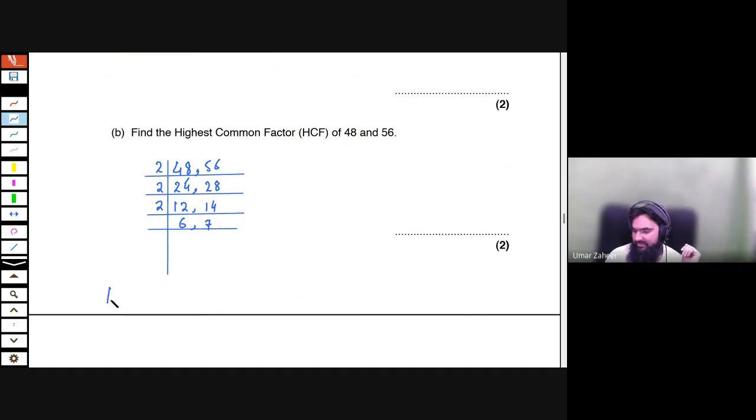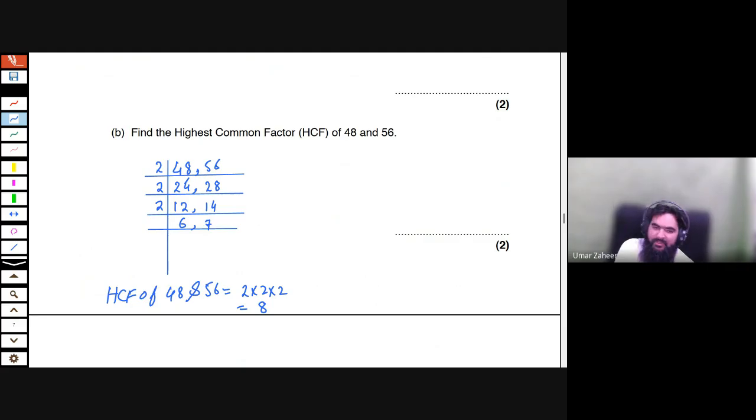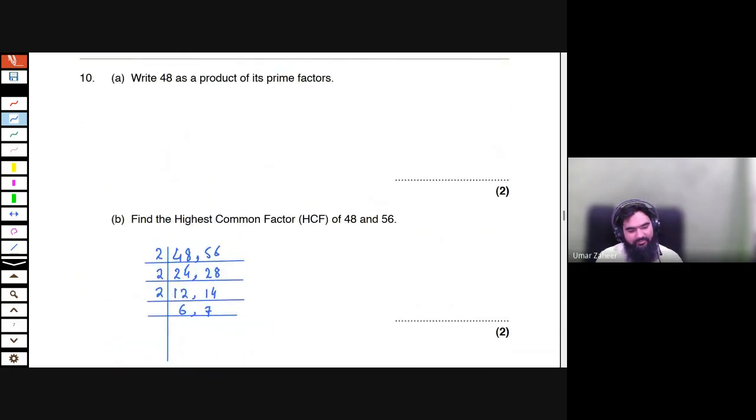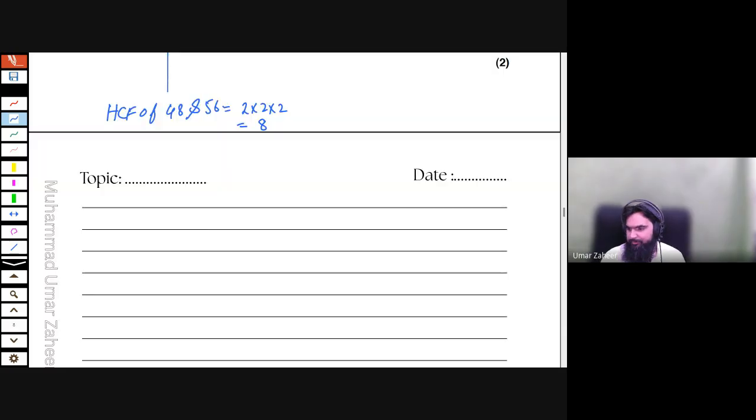So we will get the HCF of 48 and 56 will be equal to 2 times 2 times 2. That would be 8. Clear? In the HCF, you have to divide till both numbers are no longer divisible by the same number.